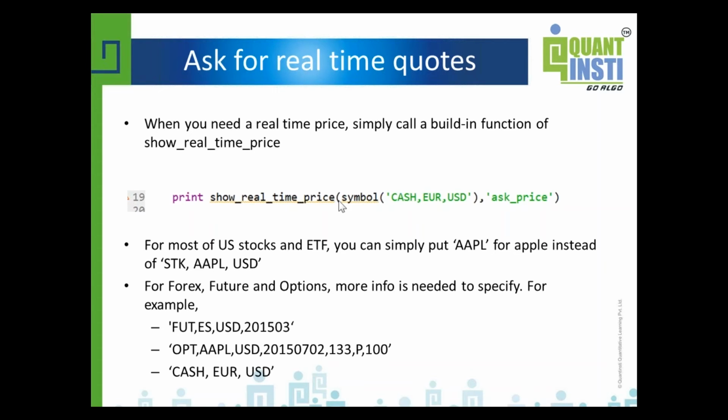And there are 2 parameters. The first one is the name of the security you want to ask for price. The next parameter is ask price or bid price or last price. You can specify them. For most US stocks or ETFs, you simply put, for example, AAPL, using a symbol instead of the full name.